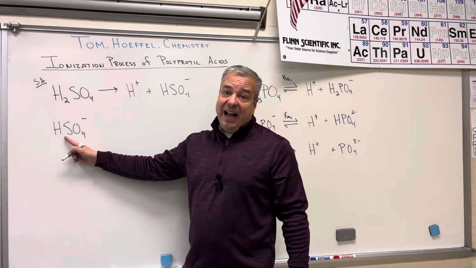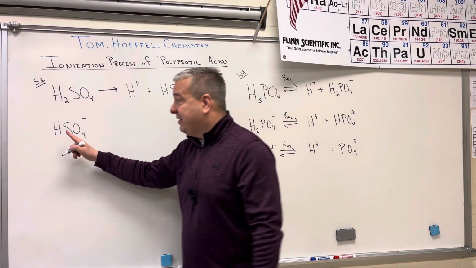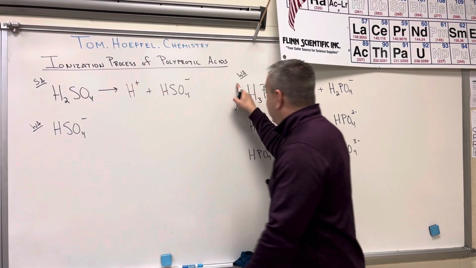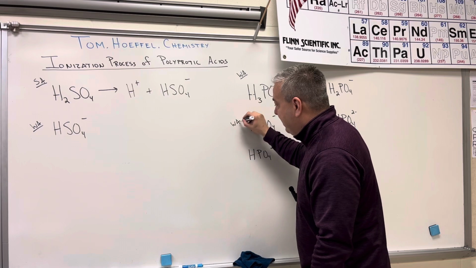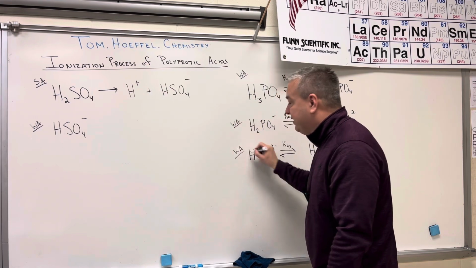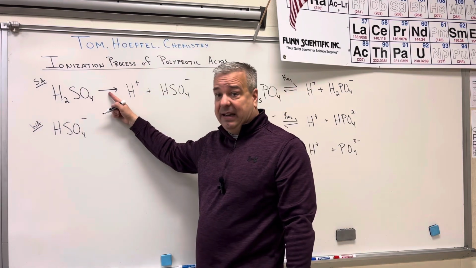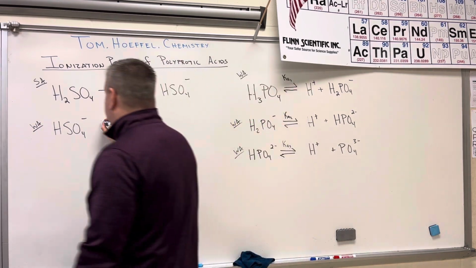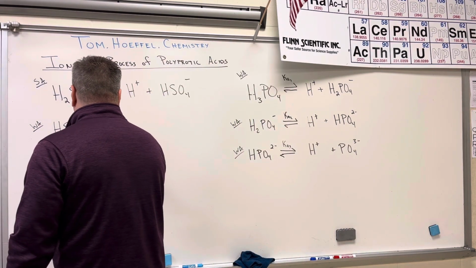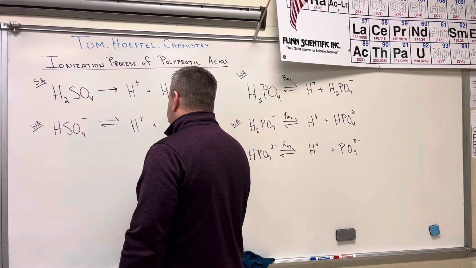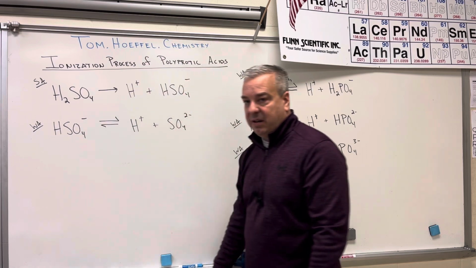Now, this is not on my list of strong acids. This is going to be considered a weak acid, just like this was a weak acid, and this was a weak acid, and this is a weak acid. And if it's weak, it will not get the single arrow. It will get the equilibrium arrow. And we'll pull off the second proton, and it'll look something like this.